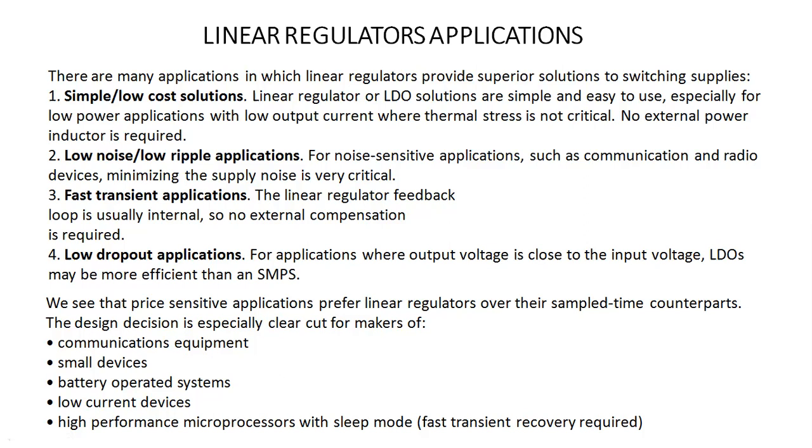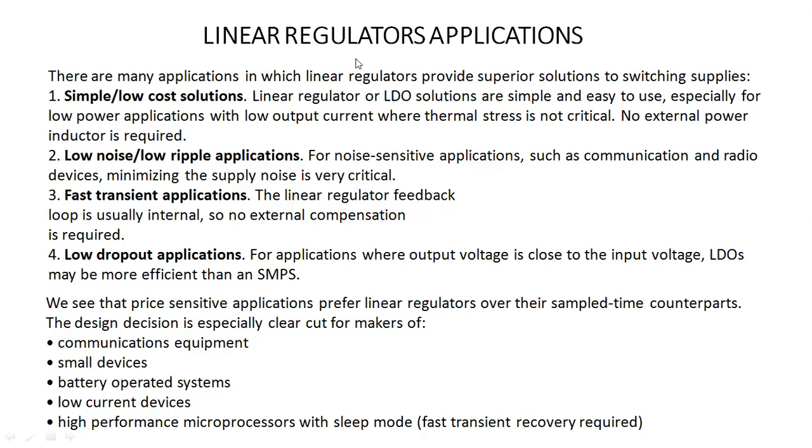For fast transient applications, we can use a linear voltage regulator, where the feedback loop is usually internal and we will not require external compensation. At that time, also for transient applications, we can use a linear voltage regulator. Again, we can use it for low dropout applications because we are aware of the linear voltage regulator.